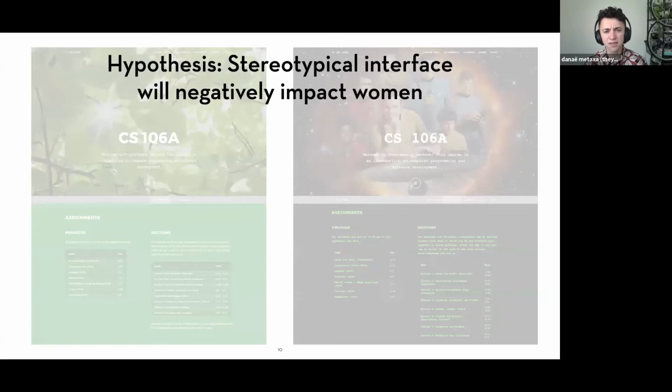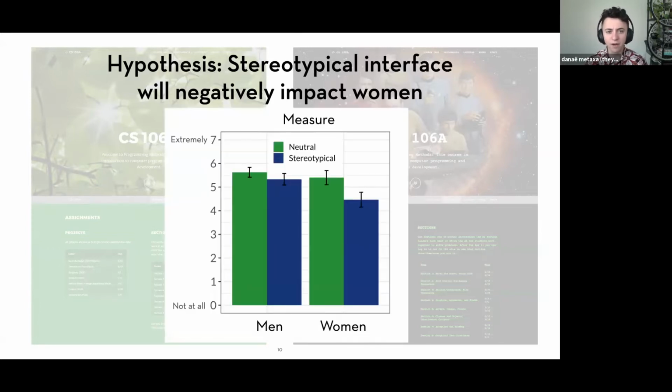My hypothesis was that these should have different effects on potential students. So more specifically, that the stereotypical interface would be detrimental to women, but not to men. So that would mean hypothetically producing some results figures that look something like this, comparing these two interfaces, the neutral one in the lighter color and the stereotypical in the darker color.